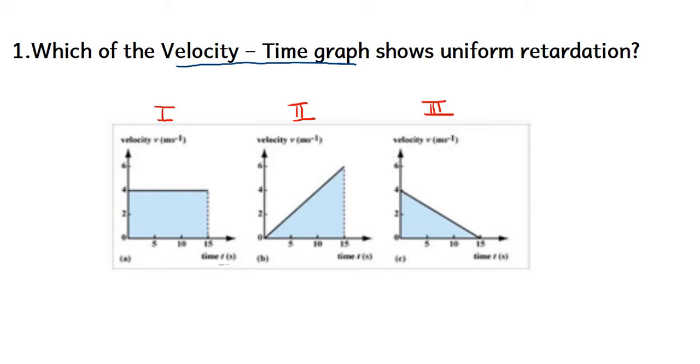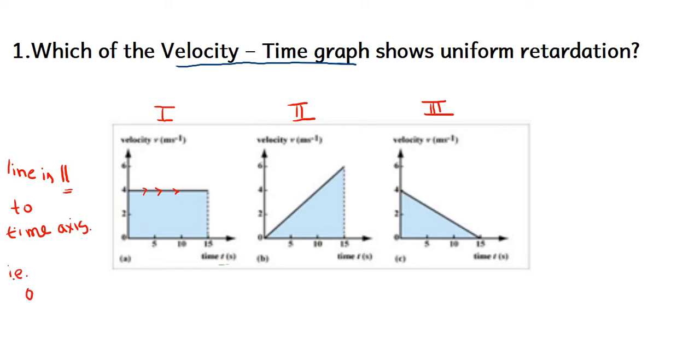In this graph first, we can observe a line is parallel to time axis. As this line is on velocity, we can clearly say the velocity is not increasing, it is constant as it is parallel to time axis. Correct? Velocity is fixed at 4 meter per second, as you can see.